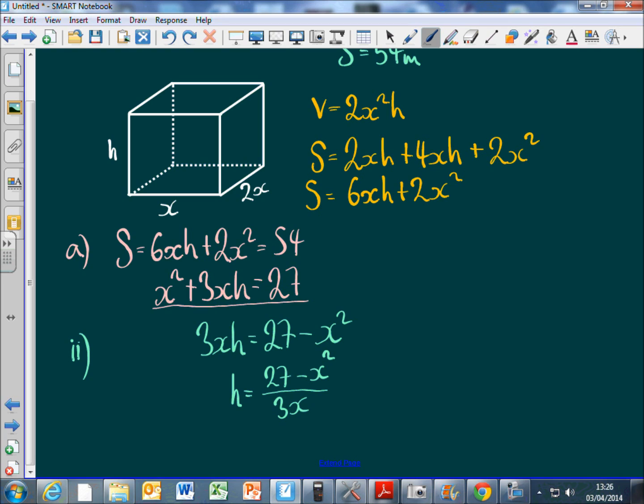And then finally it says, hence show that the volume of the tank can be given by V equals 18x minus 2x cubed divided by 3. Well, we've got an equation for the volume up here, V equals 2x squared h. The equation they've got hasn't got h in, so we just take the h that we've just found and sub it in.